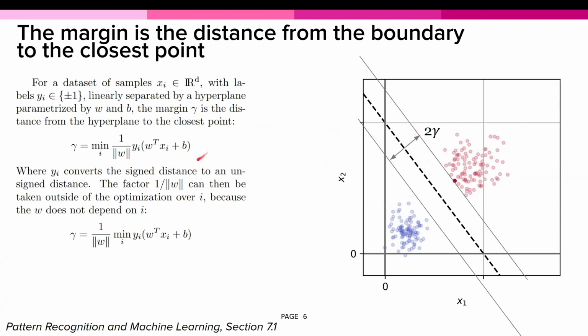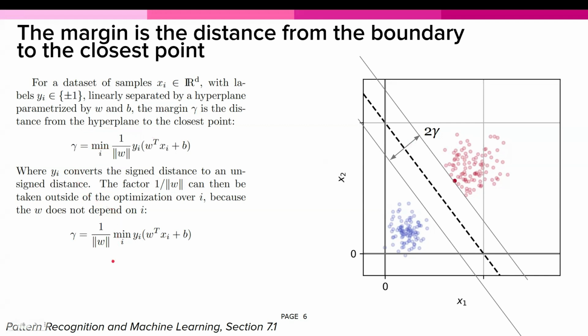The equation at the top here describes how the margin, which we'll call gamma, is computed. The margin is defined as the minimum distance from the hyperplane to the closest point among all points. This distance is expressed in terms of the vector that parameterizes the hyperplane, w, and the labels and the data points. We incorporate the labels yi to convert the signed distance from the hyperplane into an unsigned distance, to ensure that the margin always stays a positive value.